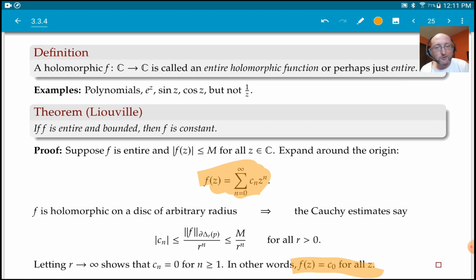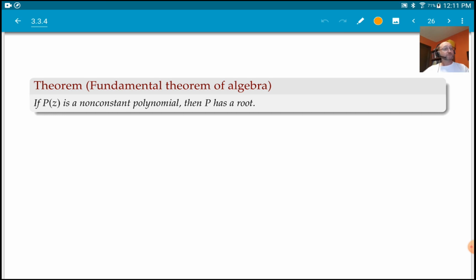And once you can expand around, we are using a bunch of the machinery already. Now we have Liouville's theorem: all entire bounded functions are constant. And we're going to use it to prove the fundamental theorem of algebra, which is that if I have a non-constant polynomial, then it has a root.